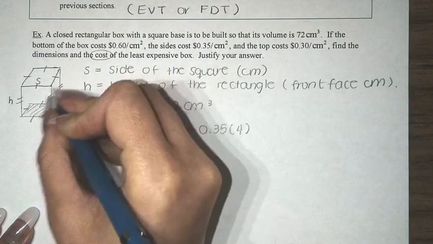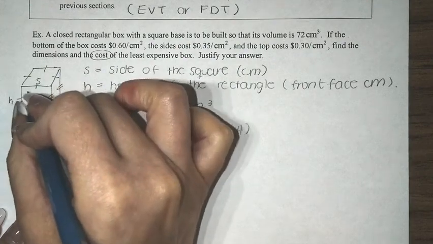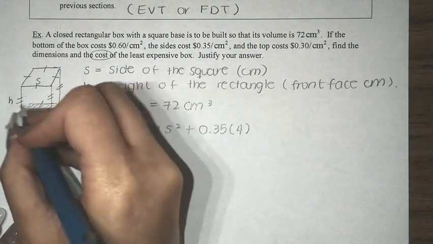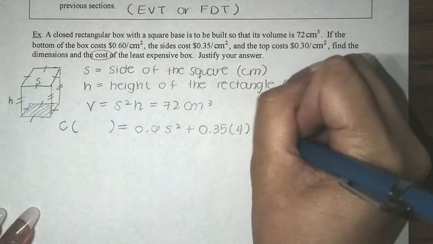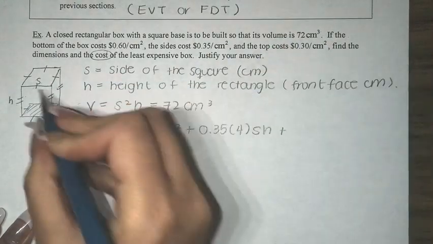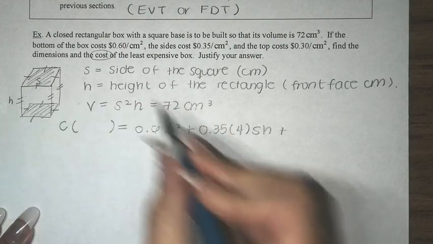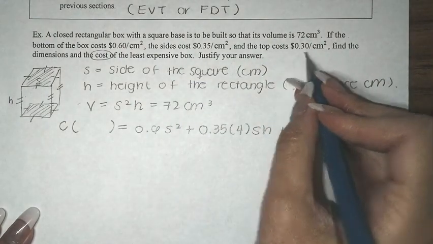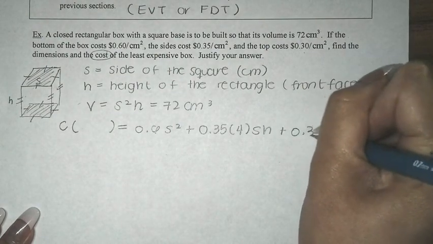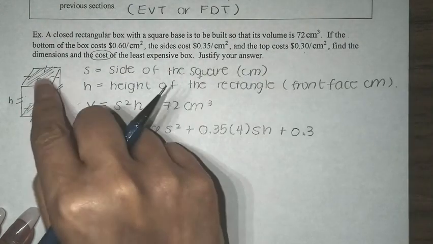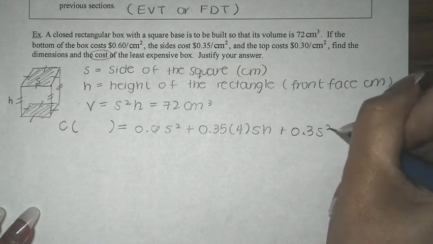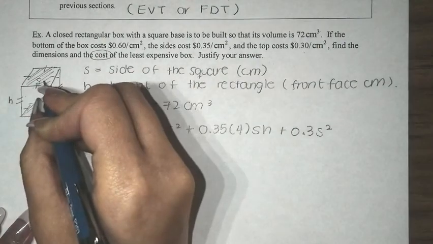Okay? This one, the back one, and the one here that you don't see. And that one, the area of that face is going to be S times H. Last but not least, we have the top face over here. That top face, according to the problem, costs 30 cents, 0.3. And that one you only have one, the top. And that one you know the area is S squared, because that one is a square as well.